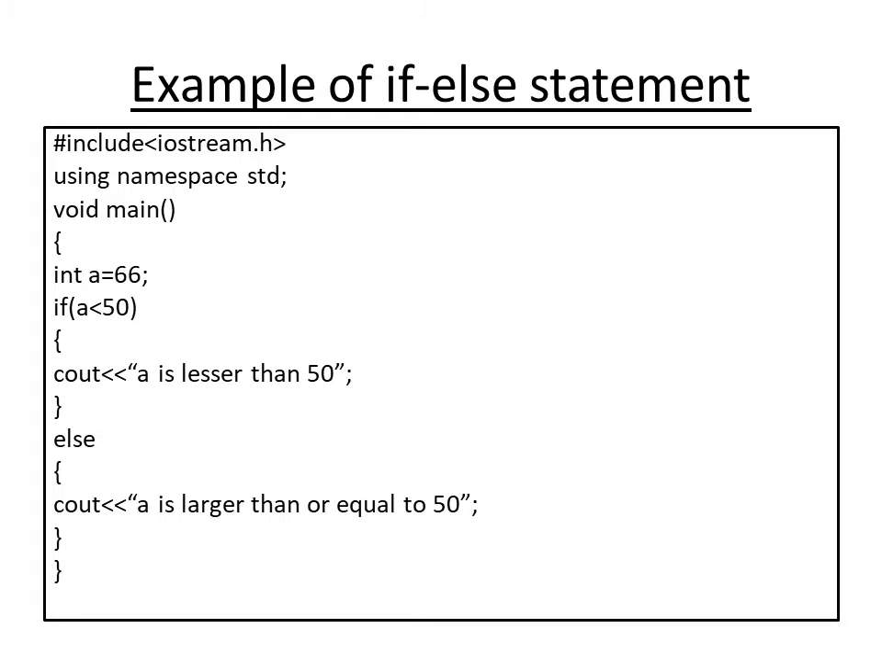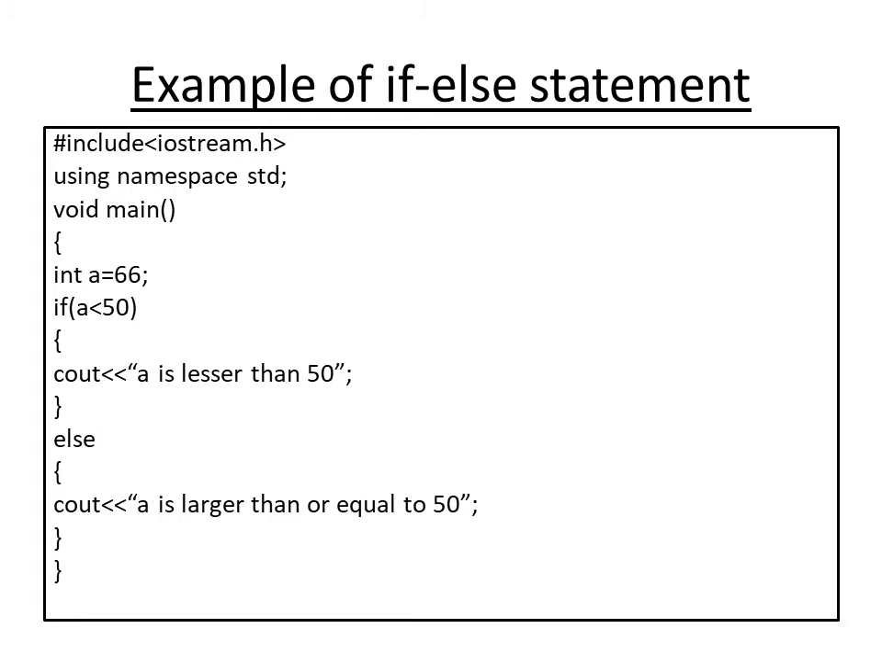It starts with a header file, iostream. Since we are using input and output streams, we are using the standard input and output device from the C++ library, so that's the reason why we've declared using namespace std.